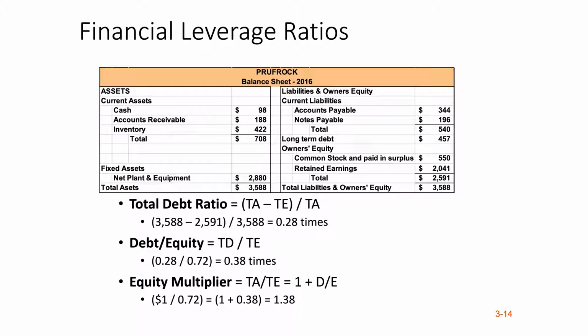So the equity multiplier gives you some idea that using debt will enlarge your return. We'll discuss this one later. It is equal to total assets divided by total equity, or 1 plus the debt equity ratio. In other words, 1.38. What that means, I'll give you some rough idea.